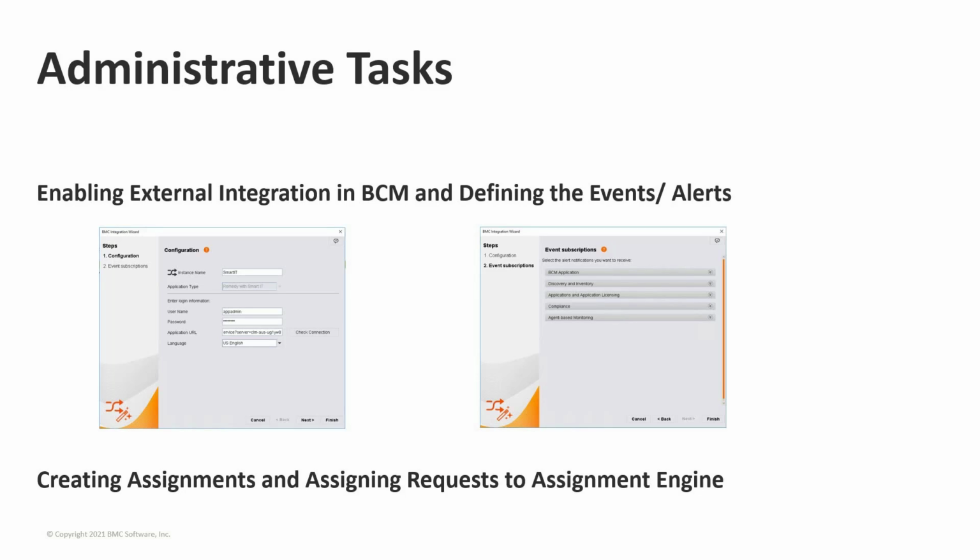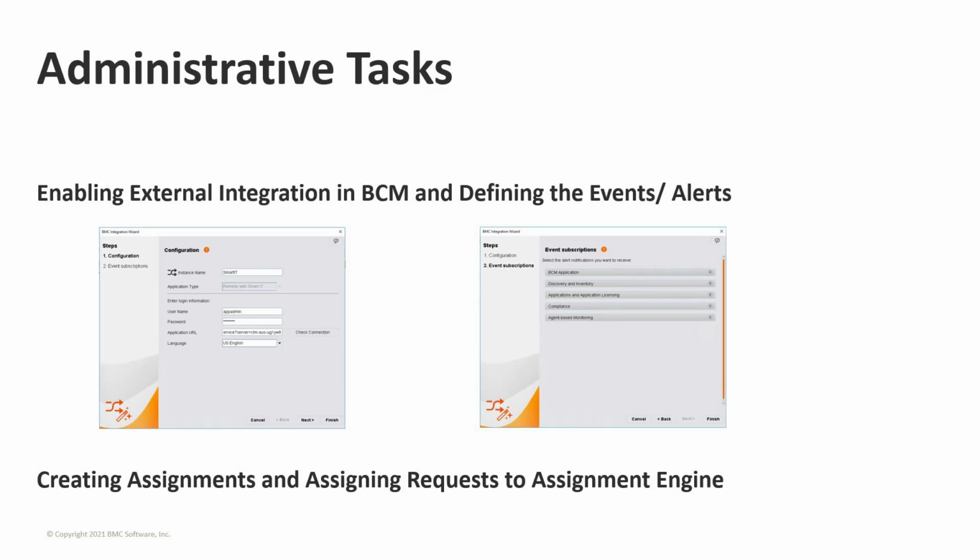So while configuring the integration, you need a username from the Smart IT, the password, and the application URL of the Smart IT. We are going to see this in the demo, and in the second screenshot, the administrator will then subscribe to the individual alerts or events. The sections need to be expanded, and then the alerts will be visible for subscription.